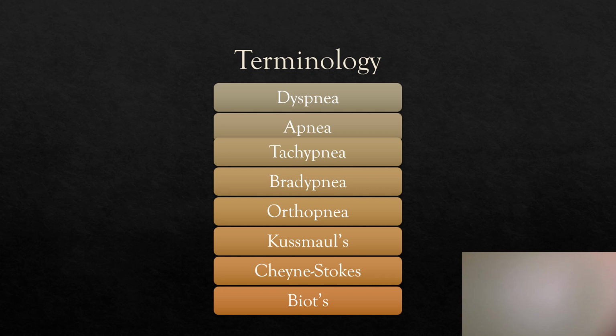Cheyne-Stokes, we have faster and deeper breathing, and then it's going to slow down and have periods of apnea. So basically we have some dyspnea with short periods of apnea. Biot's respirations, we have rapid, deep breaths with pauses.